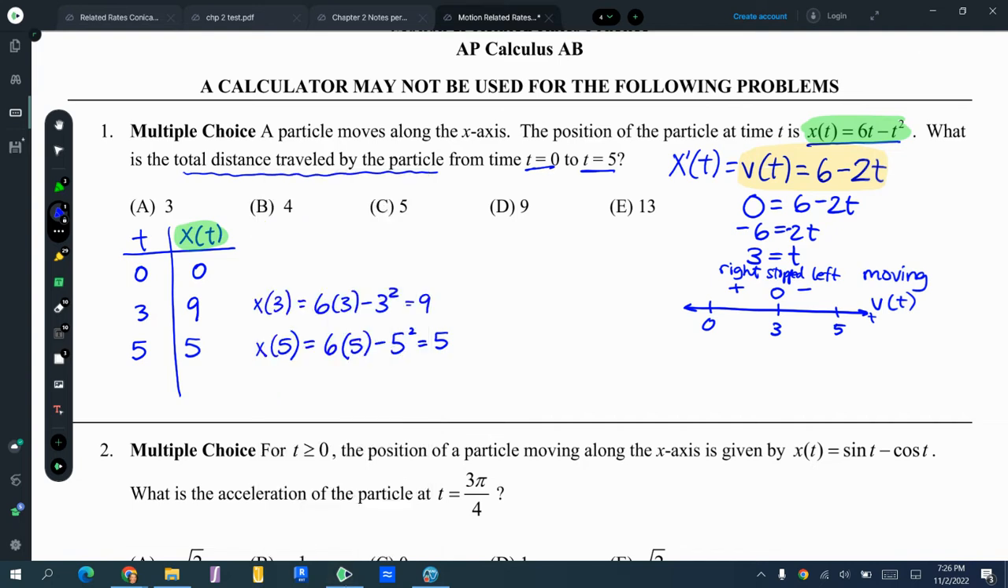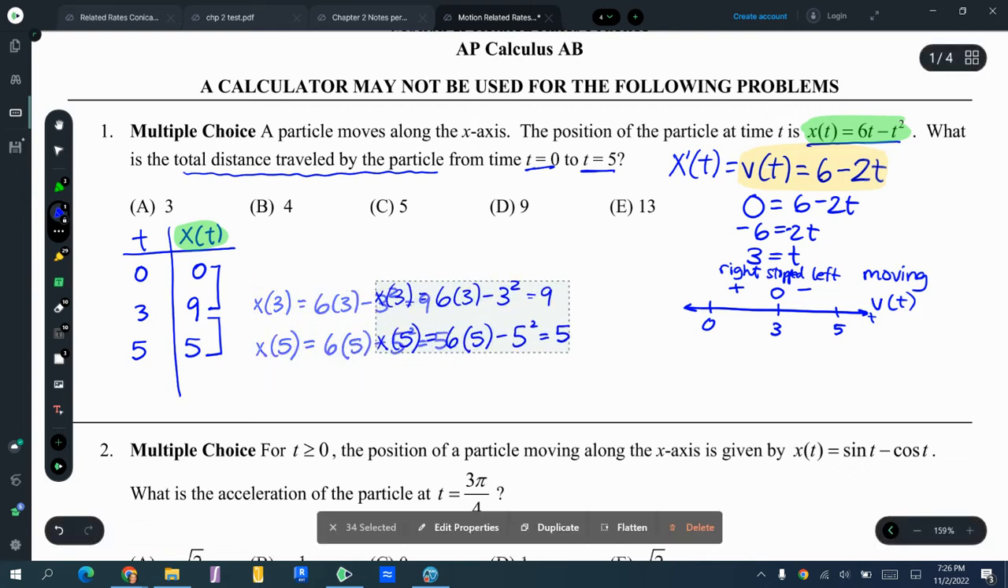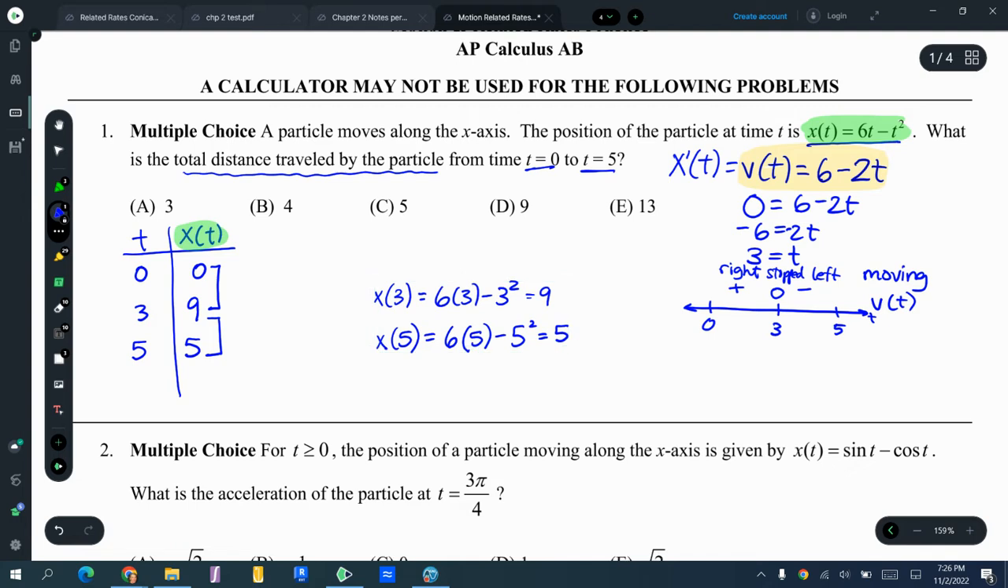So basically what we know is that this entire time the particle is moving to the right, and this entire time the particle is moving to the left. So if I just look at the change in position during those times and add up the difference, that will tell me how far this thing moved. So it moved 9 units to the right, and then it moved 4 units to the left. So overall, it moved a total of 13 units.